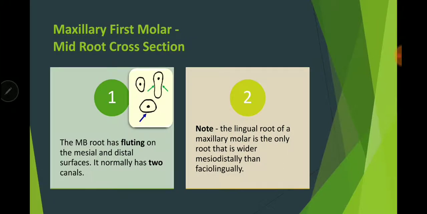Maxillary first molar mid-root cross section. The mesial buccal root has fluting, okay, which is concavities, on the mesial and distal surfaces where the green arrows are pointing, and it normally has 2 canals. Okay, so the mesial buccal root normally has 2 canals in the maxillary first molar. The lingual root of the maxillary molar is the only root that is wider mesiodistally than facial lingually. Okay, the only root that is wider mesiodistally than facial lingually is the palatal root or the lingual root of the maxillary first molar.